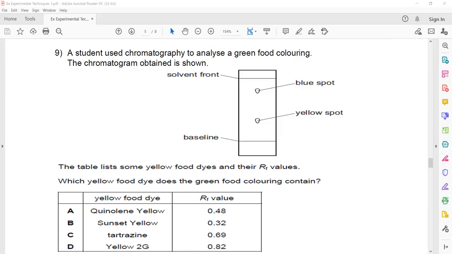We have to use a ruler to measure the distance moved by the spot and the distance moved by the solvent. I'm just taking these values as an example: if this was 3.2 centimeters and this was 10 centimeters, then when we divide 3.2 by 10, it will come out as 0.32. And according to your scale and paper size, you will measure these distances.